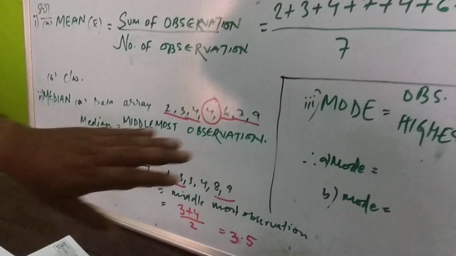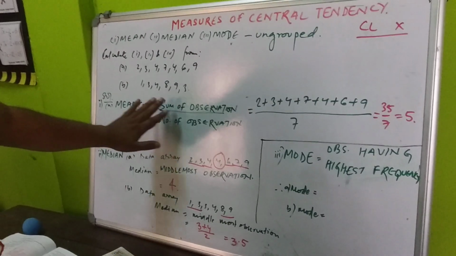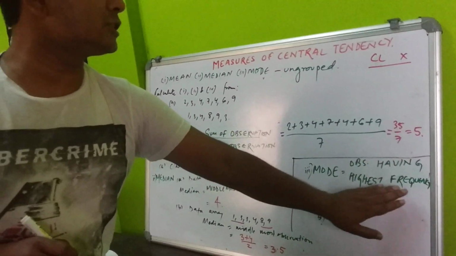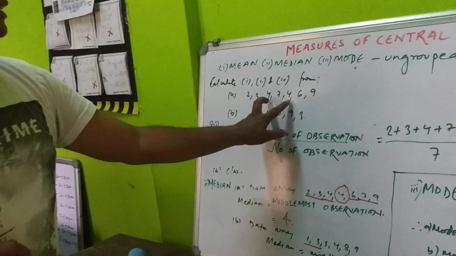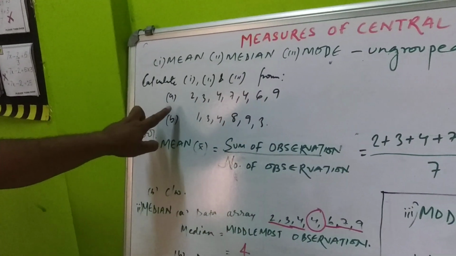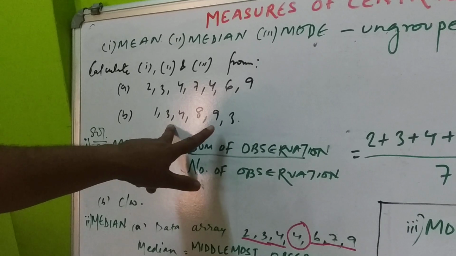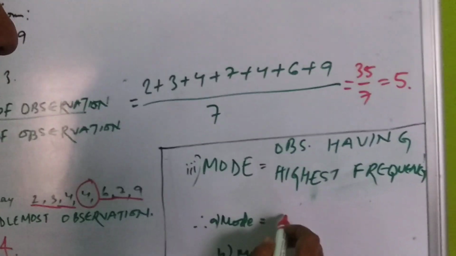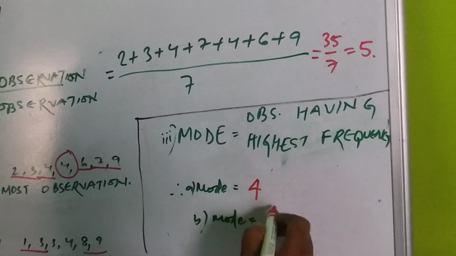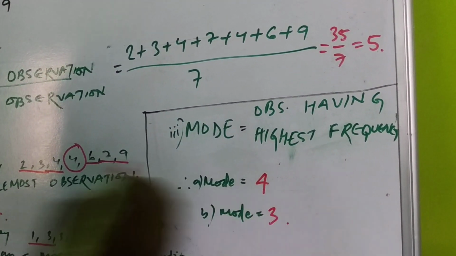Now mode for any such question would be the observation having the highest frequency. So if you see here, in the first one, 4 is repeating 2 times, that is the maximum of all. And here, 3 is repeating 2 times, that is again the maximum of all. So the mode for number 1, A is 4 and for the second one is 3.